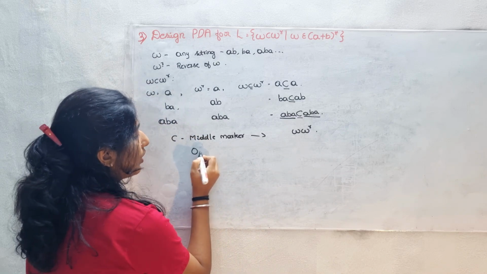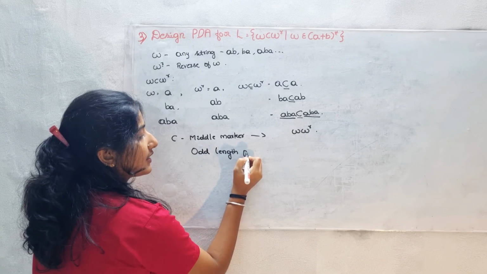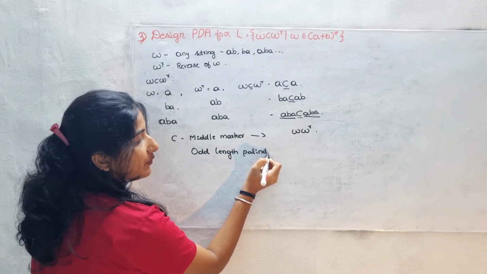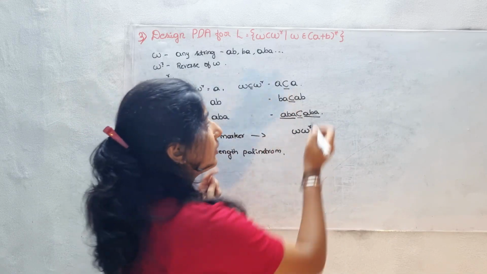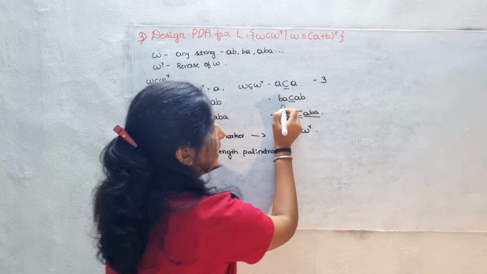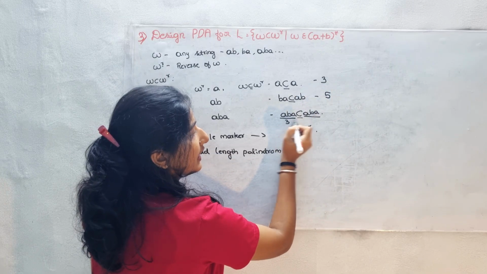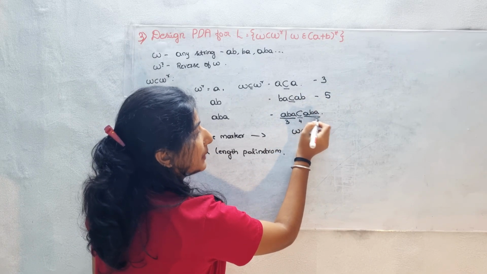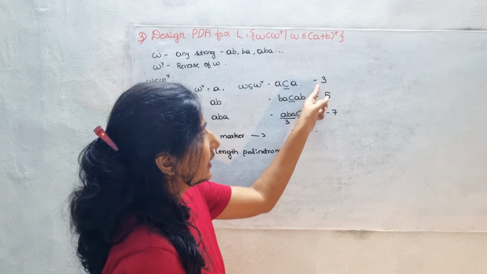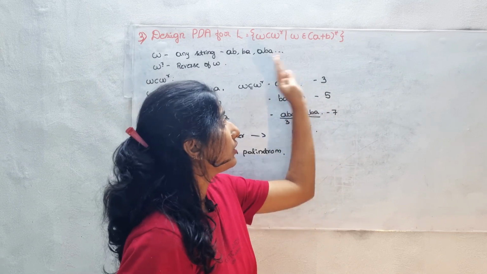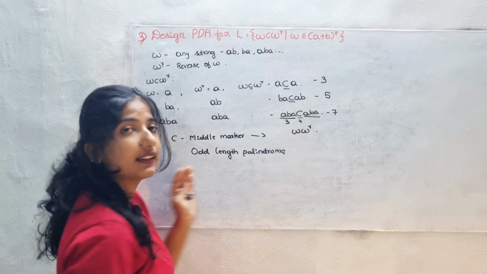So this is also called an odd length palindrome. Why? Look here: 1, 2, 3. The length of this string is 3. Here 2, 3, 5, the length is 5. Here 3 plus 1 is 4, plus 3, 5, 6, 7, so the length is 7. This is an odd number, right? So the length of these strings will be odd only. So this is called an odd length palindrome.